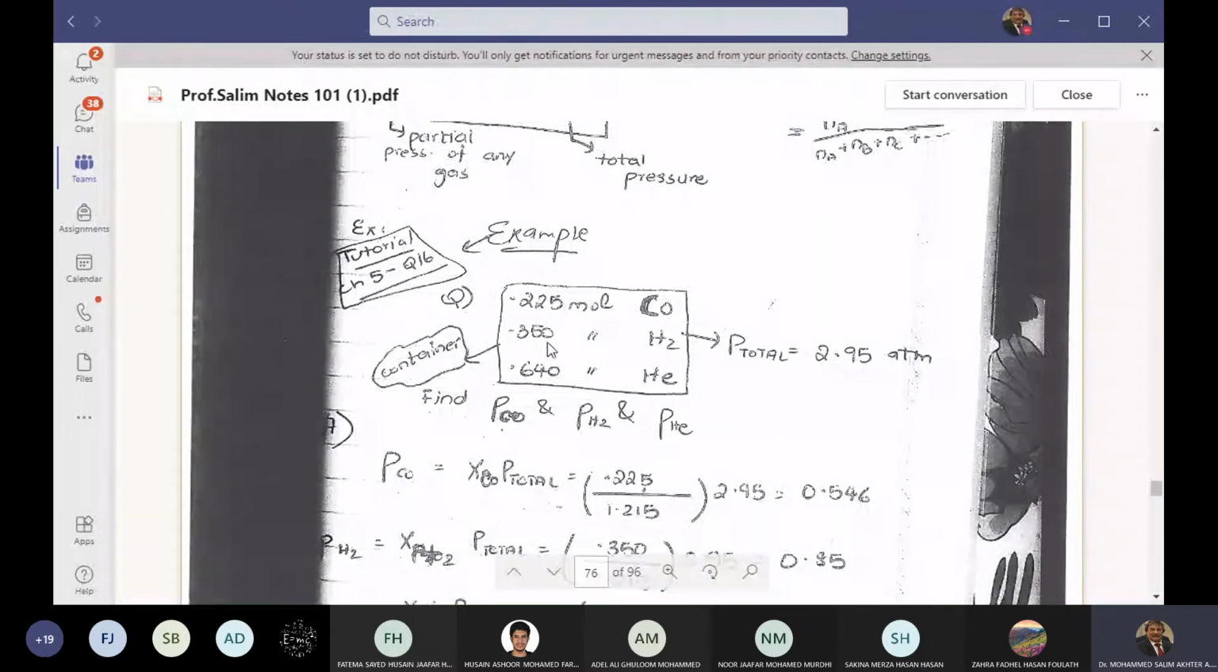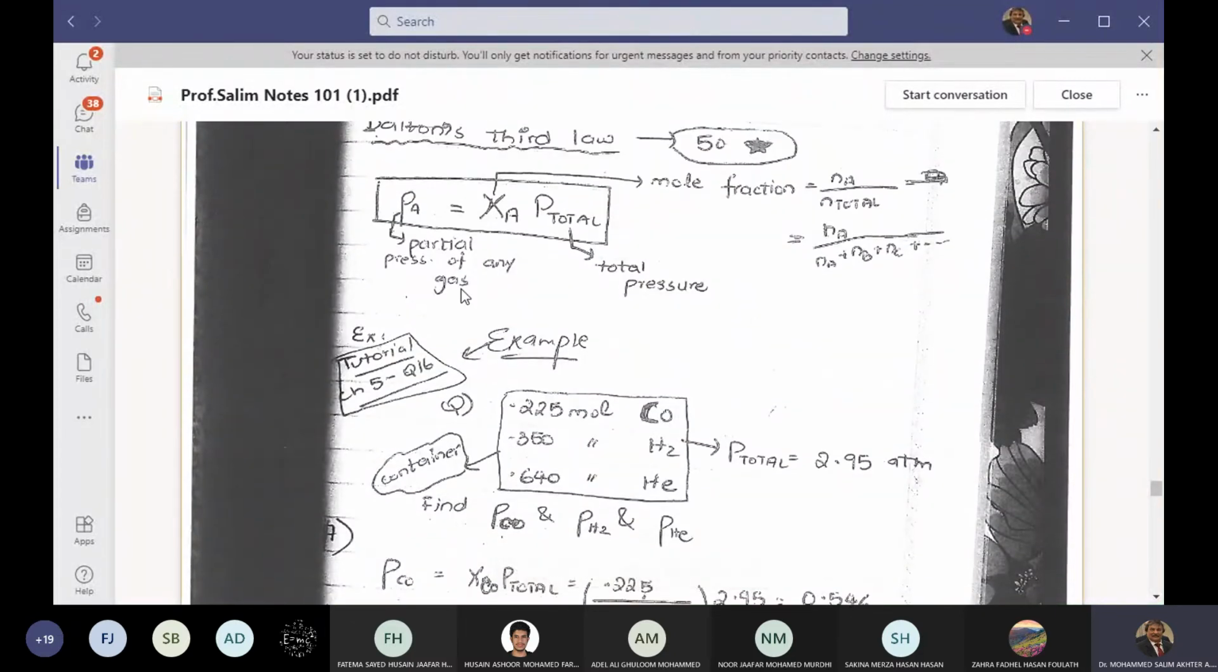In your exam, they will not ask for all three. They will ask you for CO or H2 or helium. What is the formula? The formula is very simple. Partial pressure of gas A equals mole fraction of gas A multiplied by P total. You want to calculate partial pressure of gas B. Partial pressure of gas B is equal to XB × P total. For C, partial pressure of C equals XC multiplied by P total.